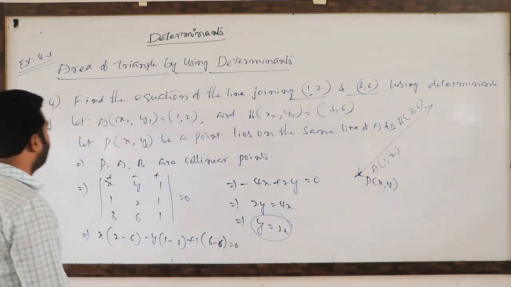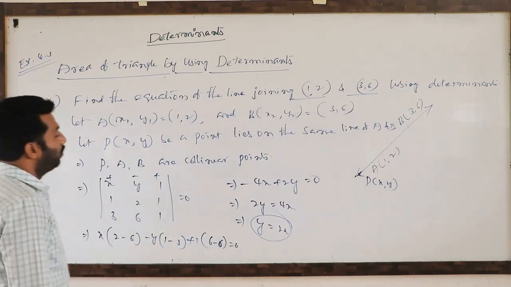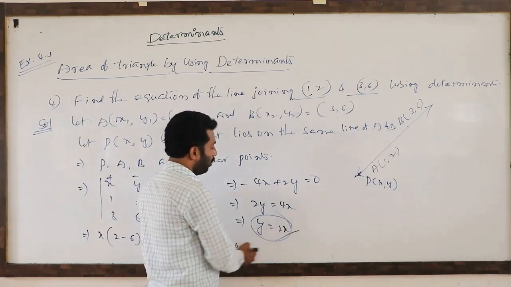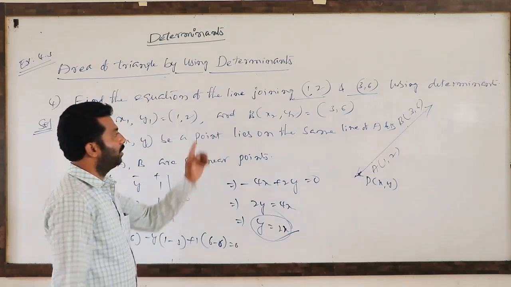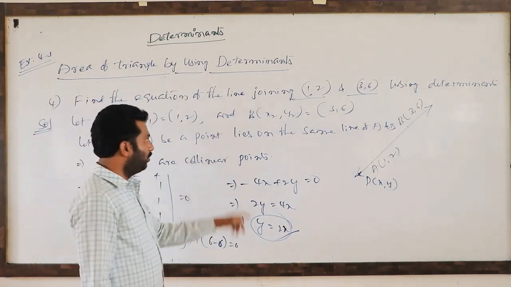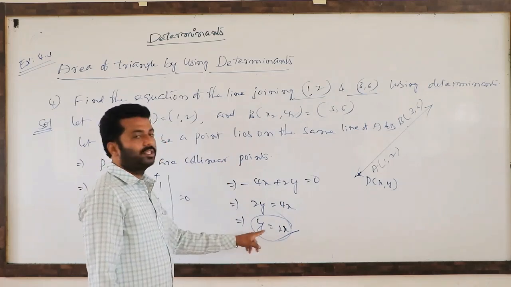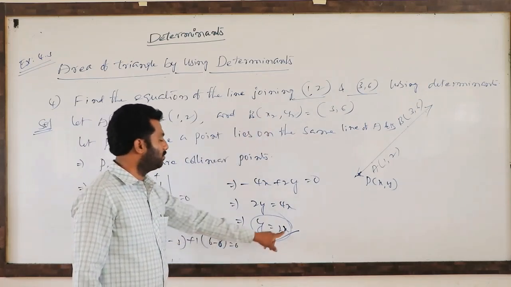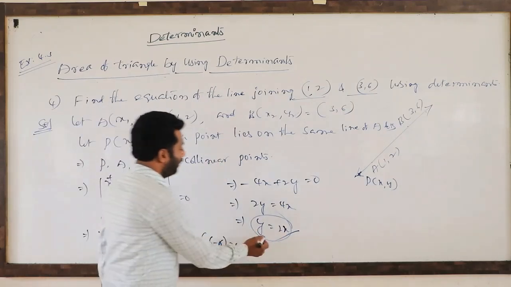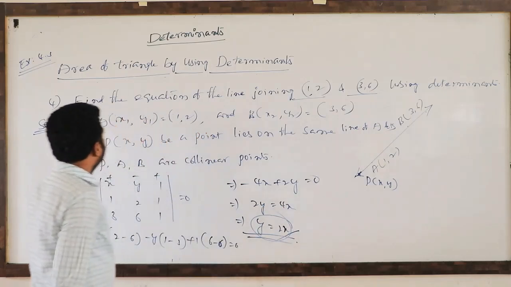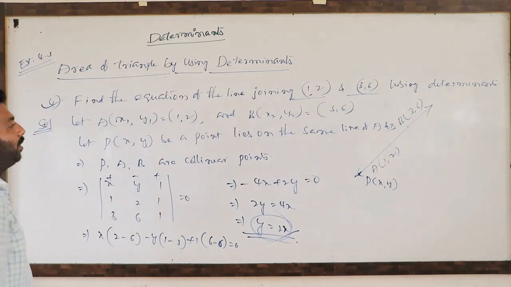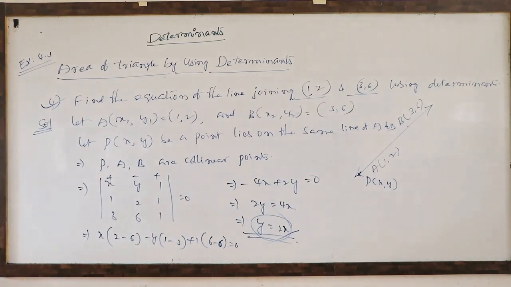What is the required equation? The equation of the line is y equal to 2x. This is the line passing through the two given points 1 comma 2 and 3 comma 6. If you want to verify, for 1 comma 2 you substitute x value 1, y value 2, satisfying. For 3 comma 6, x value 3 gives y value 6. So like this we have to calculate this type of question, finding the equation of the line joining two given points by using determinants.